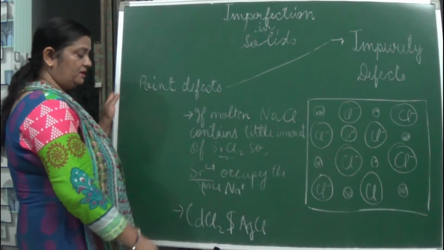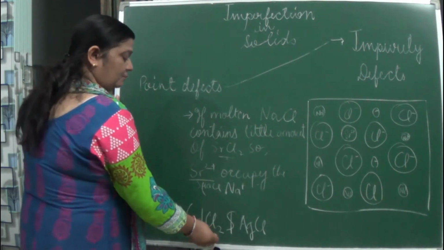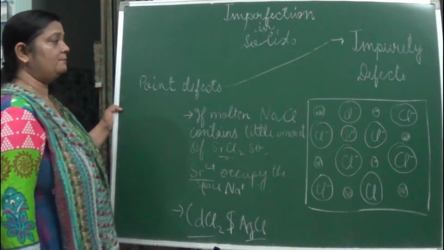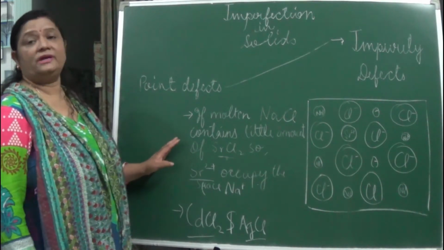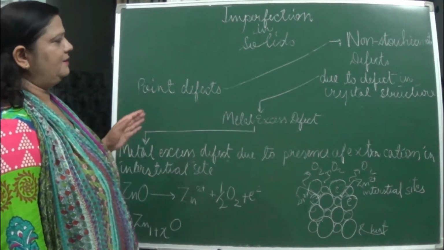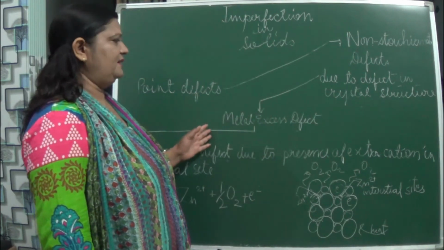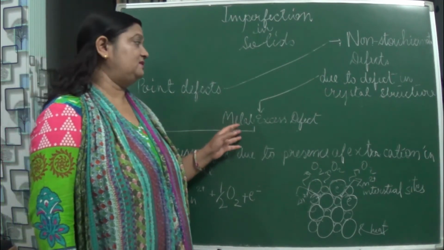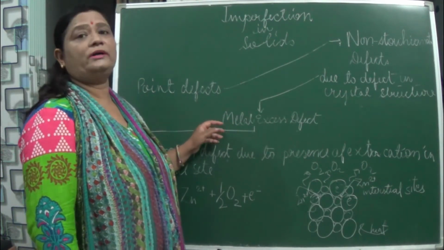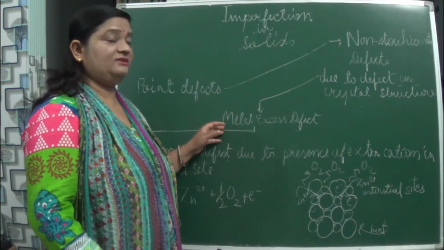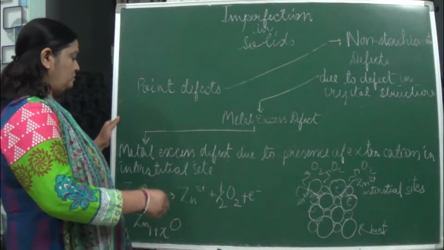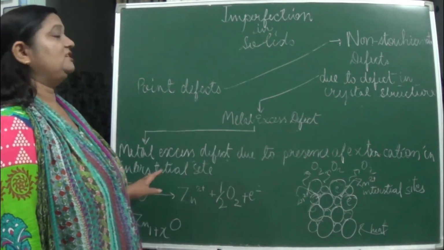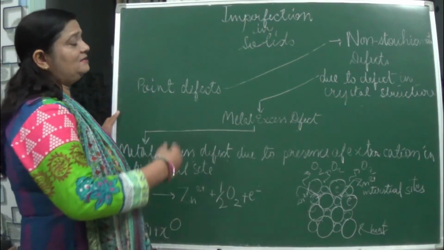You can see this impurity defect like SrCl2; it can be cadmium chloride, CdCl2, and silver chloride. These are some of the examples of impurity defects. Now coming to the non-stoichiometric defect, that is the metal excess defect. The previous one we studied was also a metal excess defect, due to the deficiency of anions. But the one we are going to study here is due to the presence of extra cation in the interstitial site.